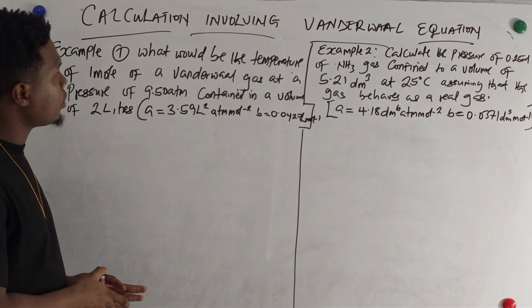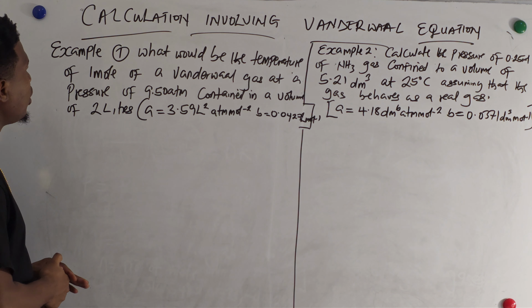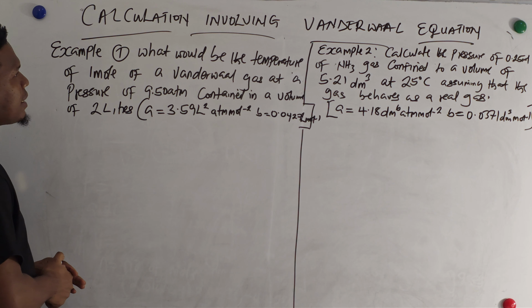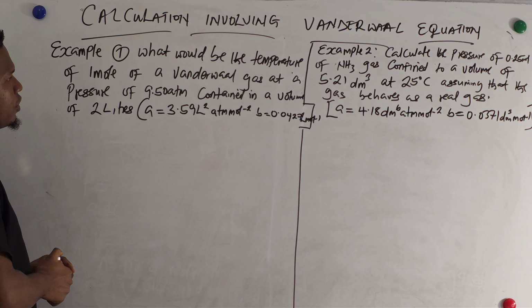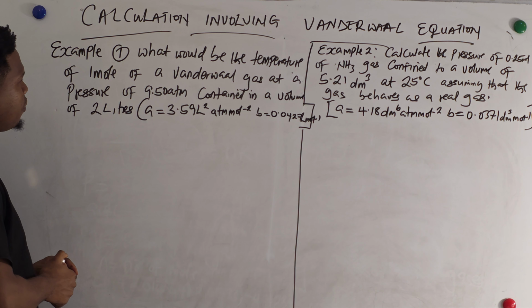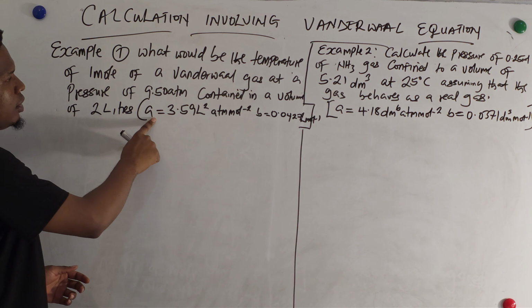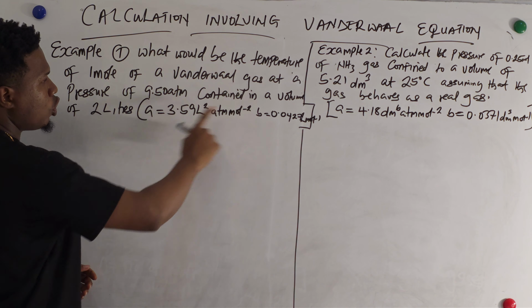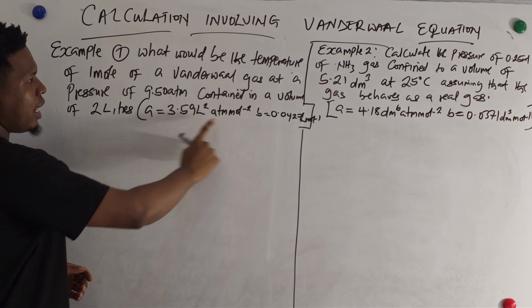Look at the example on the board. What would be the temperature of 1 mole of a Van der Waals gas at a pressure of 9.50 atm contained in a volume of 2 liters? This is the Van der Waals constant A and the constant B. So you must make sure that A and B are in the right unit, okay? They are in the right unit of Van der Waals constant.